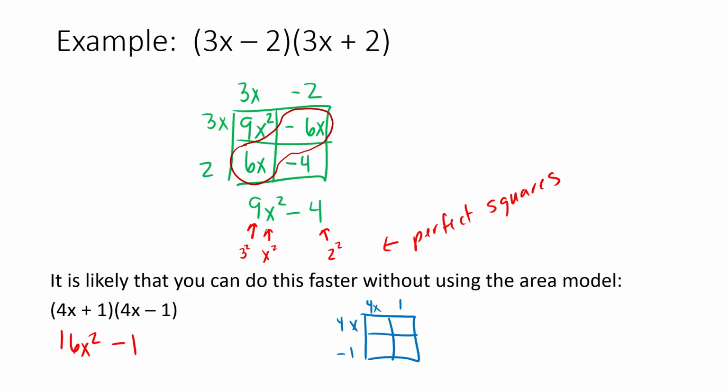The 4x times 4x is the 16x squared. And then these, the 4x times 1 and the 4x times -1, those are the pieces that I knew were going to cancel out. And then 1 times -1 is -1. Those end up canceling out, and there, of course, is your 16x squared minus 1. So it doesn't take a long time to do the work. So if you need to do the work, just do the work, okay?